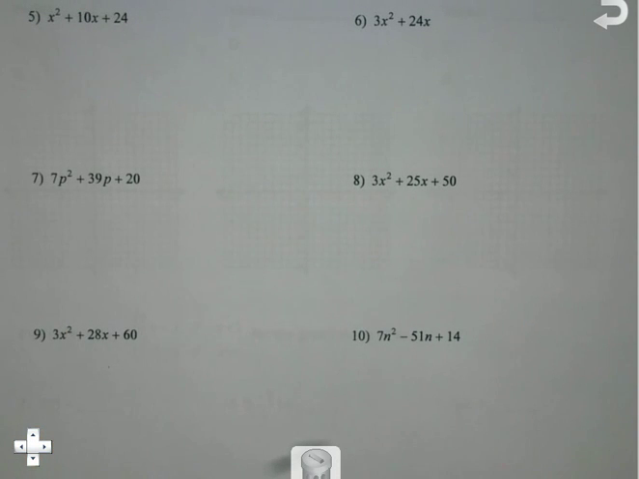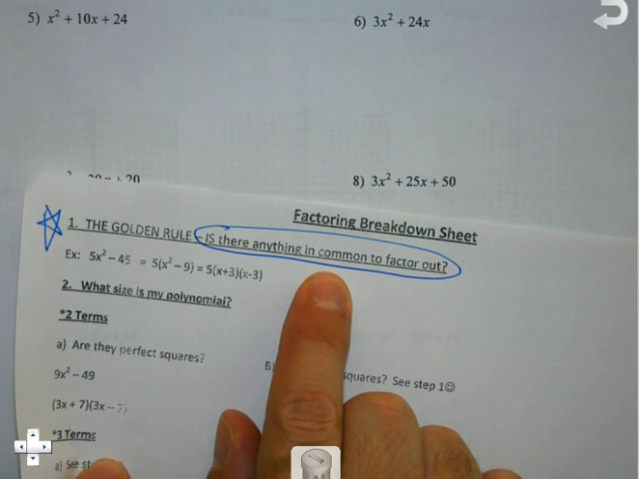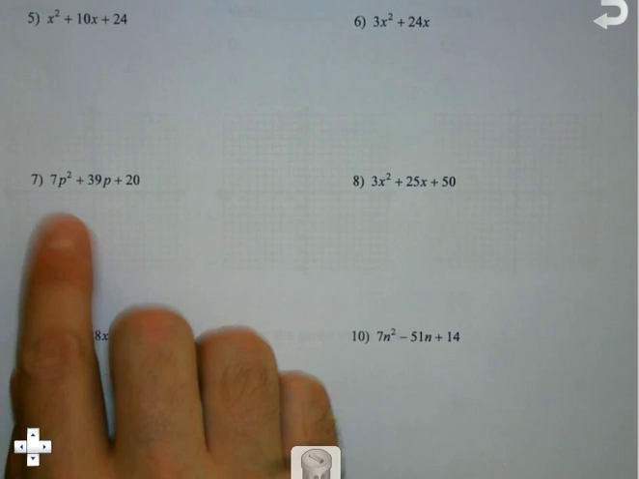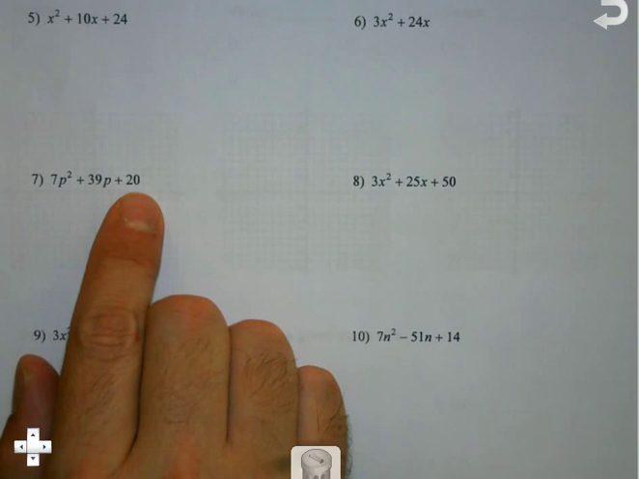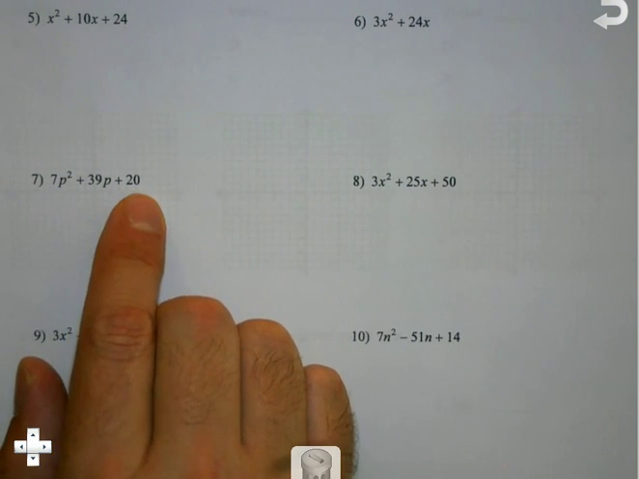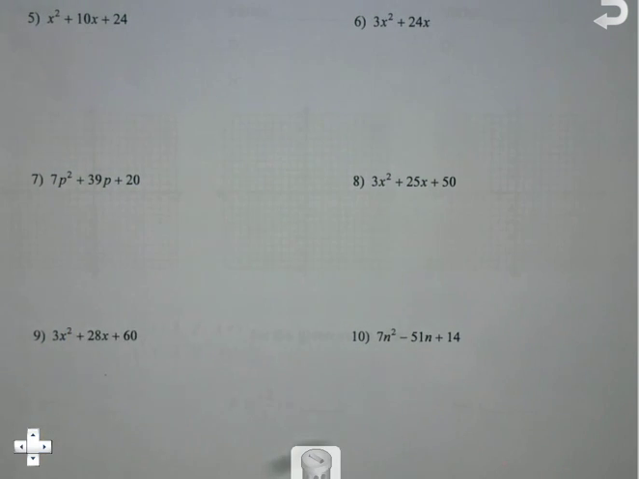Okay, 7. First thing I do, make sure that there's nothing in common. Does anything divide into 7, 39, and 20? No, I'll give you a heads up on that. And it's got to be all 3. It's not 2 out of 3, but all of them.